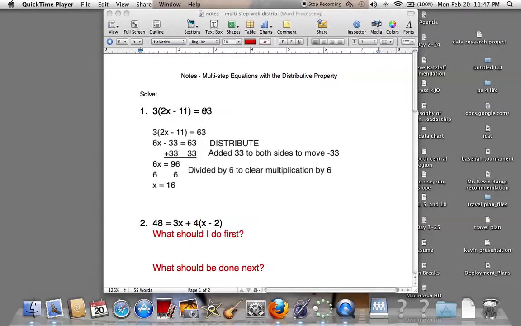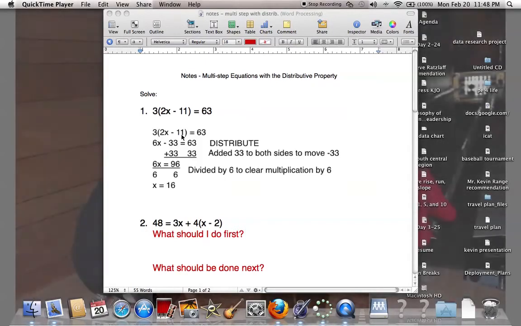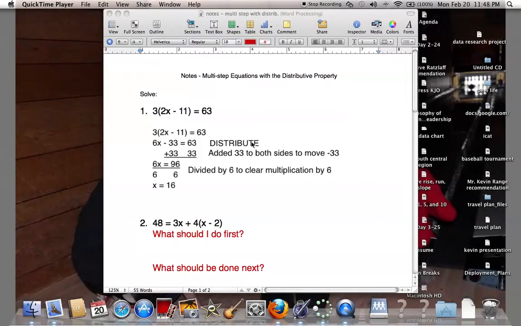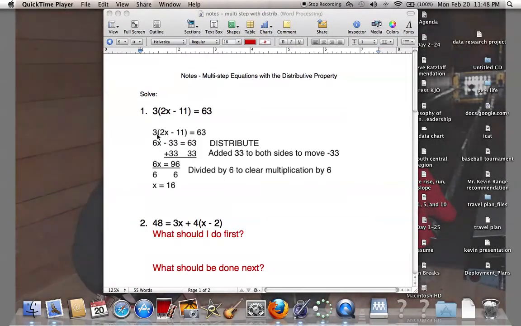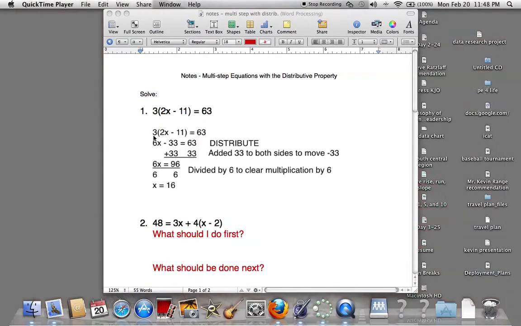In this first example, this was the original problem: 3 times the quantity 2x minus 11 equals 63. I have rewritten that and told you that, as always, we can't do anything with what's inside this parenthesis. The parenthesis acts as a shield. So we need to get rid of our parentheses, and the way to do that is to distribute the 3 through the parentheses.